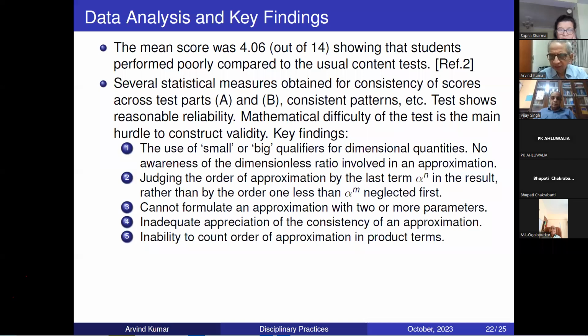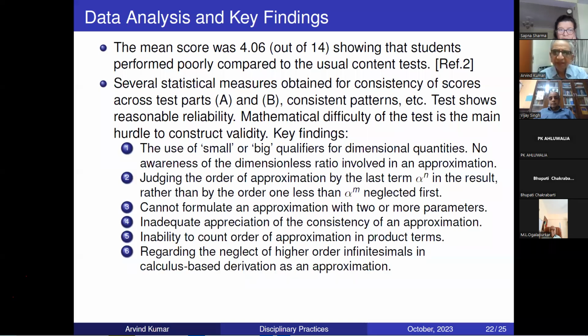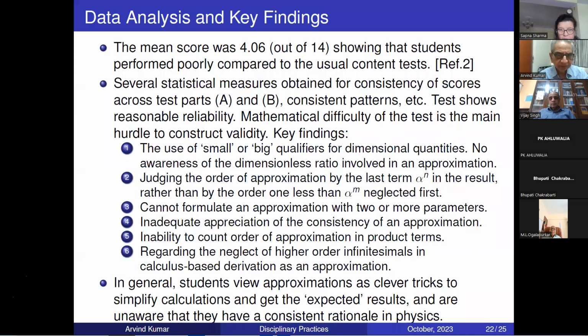Inability to count order. This was a surprise. They can't count order of approximation in product terms. And regarding the neglect of higher order infinitesimals, calculus is an approximation. So these are some of the findings. More details are in the paper.